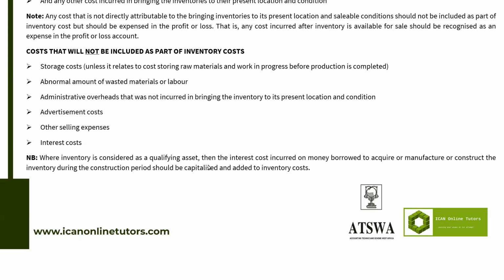What is interest cost? The cost incurred on money borrowed to acquire or manufacture or construct inventory during the construction period is what we refer to as interest cost. For instance, if you borrow a loan for the purpose of buying inventory or for construction, the element of interest you pay on that loan is what we call interest cost. So if the interest cost is on a qualifying asset, it will form part of inventory cost. But if it's not, you will expense it.